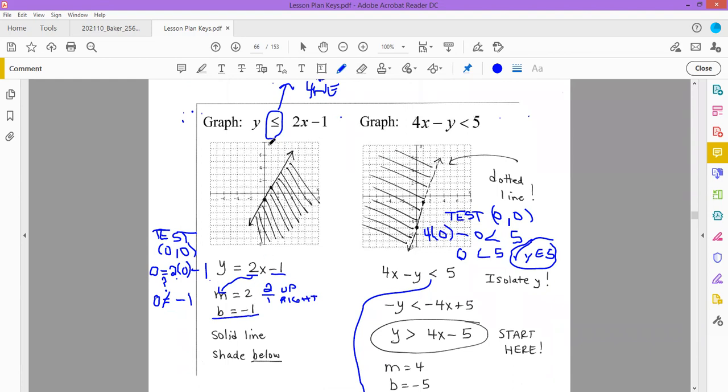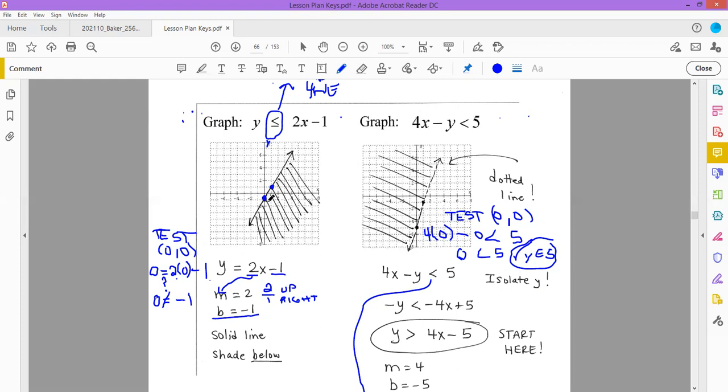So we'll go down on the y-axis here to -1, plot that point. And then we'll move up 1, 2, right 1 to get the second point. And remember, we're connecting these 2 points with a solid line. So we connect the 2 points with a solid line. And now we need to find a test point.